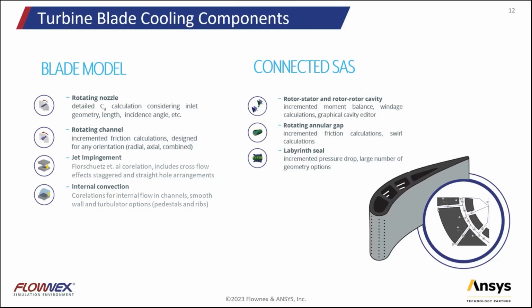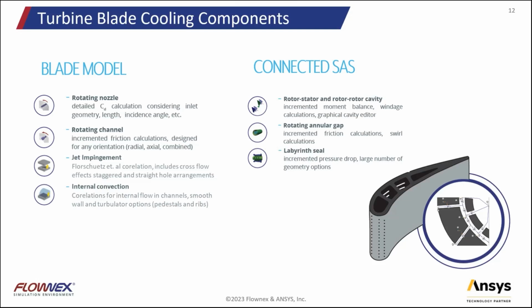Flownex also has standard components for modeling common heat transfer paths inside of gas turbine engines. This includes jet impingement convection correlations for modeling the complex flows and heat transfer that result from the need for intense cooling inside of many gas turbine components. We also have correlations for common internal flow structures, such as smooth walls, pedestals, and turbulators that are commonly found inside of the channels of gas turbine blades.